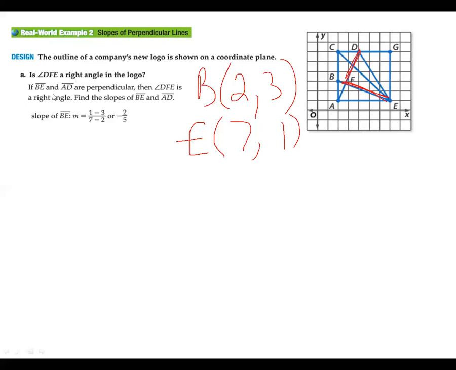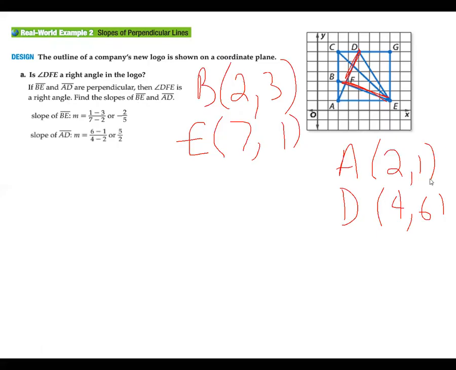Okay, then I got to do the line AD. Well, A has coordinates 2, 1, and D has coordinates 4, 6, you got to go up 1, 2, 3, 4, 5, 6. Okay, so the slope of AD, I would do 6 minus 1 over 4 minus 2, or 5/2. Now, if I compare them, the line segments are perpendicular.